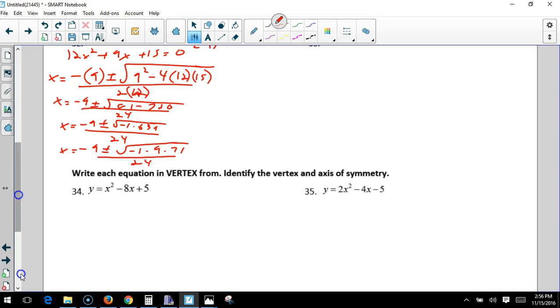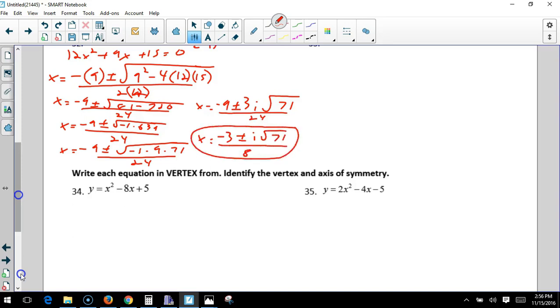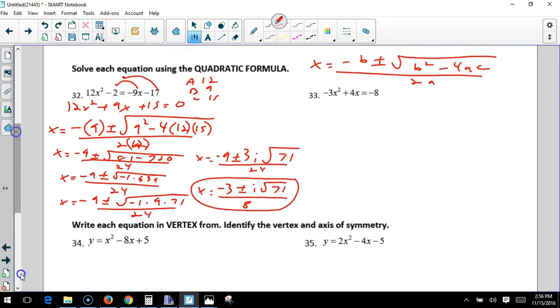So my answer is going to be x equals negative 9 plus or minus. 71 is going to be stuck inside. Square root of 9 is 3. And the i comes out, and this is 24. Now, I have one more step, because everything is divisible by 3 on the outside. So that's going to be negative 3 plus or minus i root 71 all over 8. Now it is finished. Nasty, but finished.